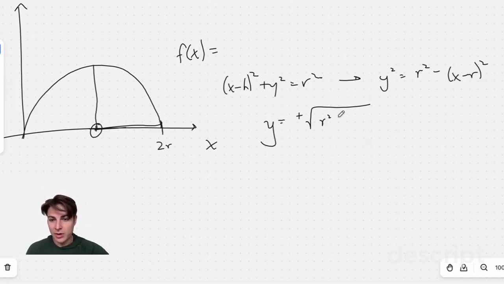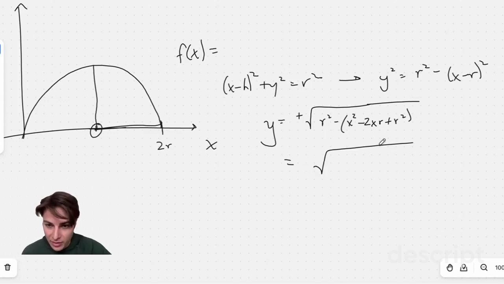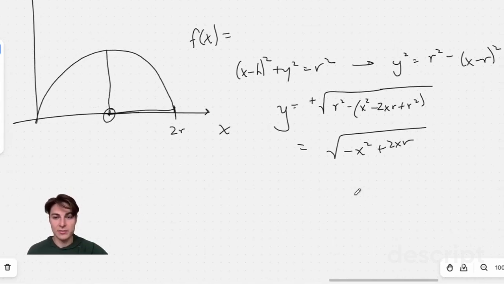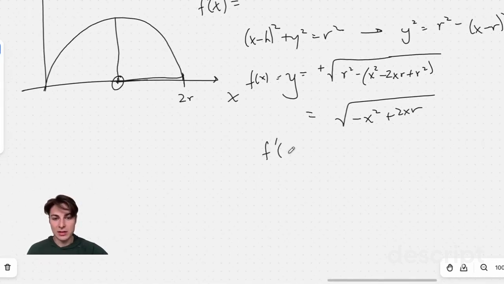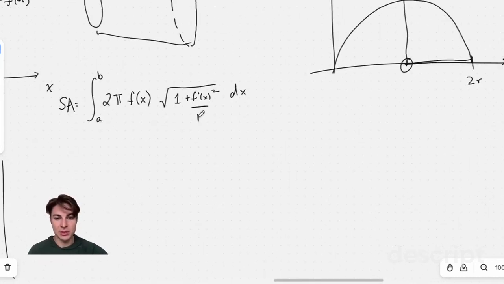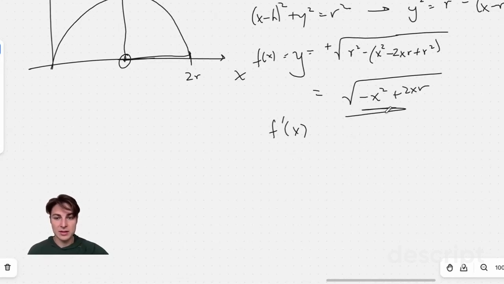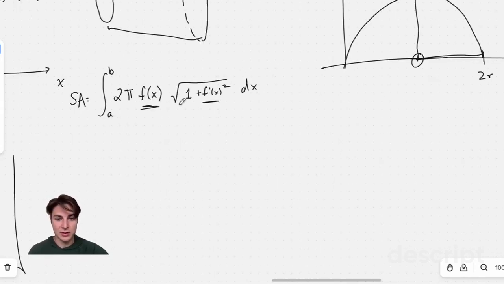So we have r squared minus, if we expand this, x squared minus 2xr. Then we can simplify. So we have r squared minus r squared, so those cancel. So we have negative x squared plus 2xr as what we're taking our square root of. So that's our y equals our f of x. And so from there, what we can do is take the derivative in order that we can plug it into our formula.